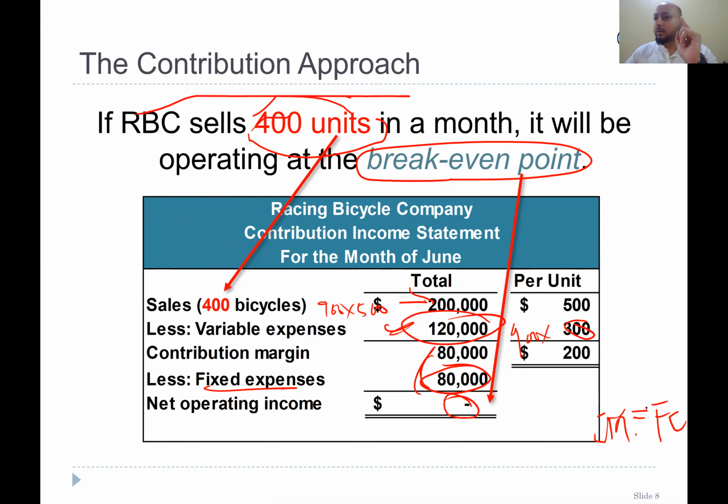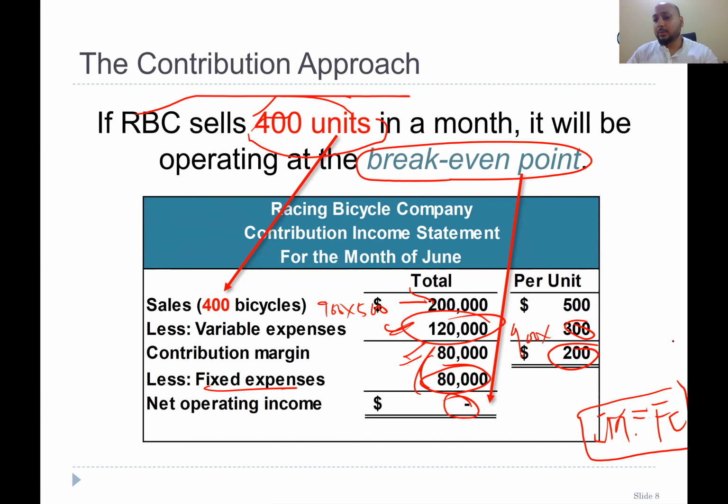Number one, contribution margin is equal to sale minus variable cost, right? And it's applicable for both in total, sales minus total variable cost. Then we find out the total contribution margin, like 80,000 total contribution margin. And if you want to convert it into units, sale price per unit minus variable cost per unit is equal to per unit contribution margin.